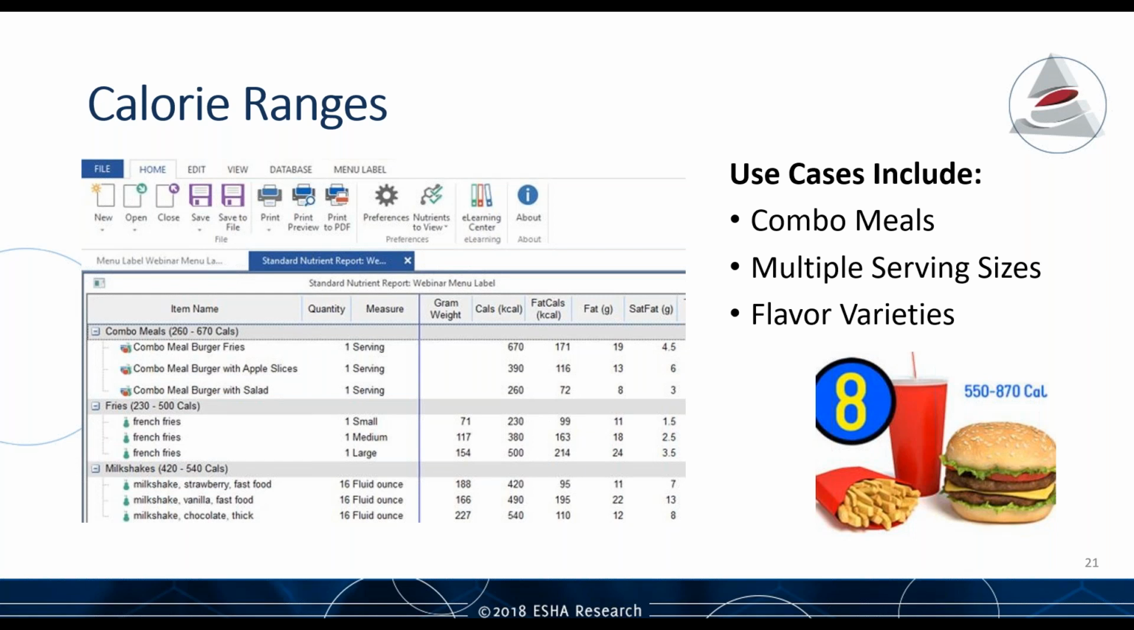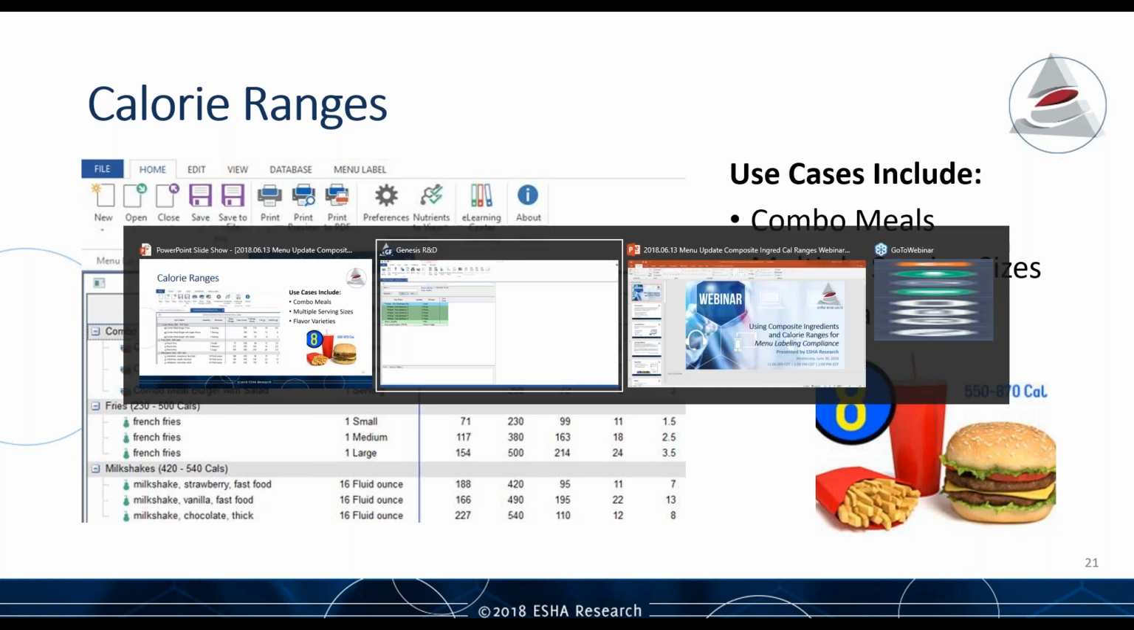In some circumstances, like when you have menu items in 3 or more sizes or flavor varieties or combo meals that offer variations, you can list calories as a range on your menu board or menu. On the menu label report, you can choose to view and report the calories in ranges as you see on the slide here. Ben, will you please demonstrate menu label features?